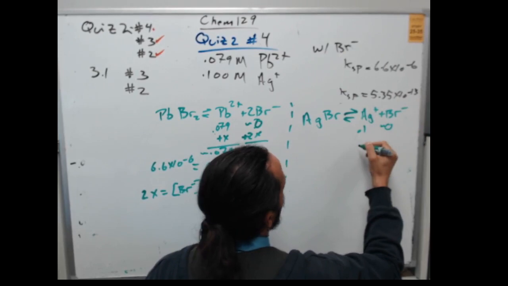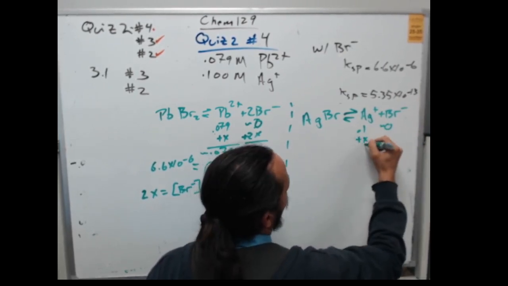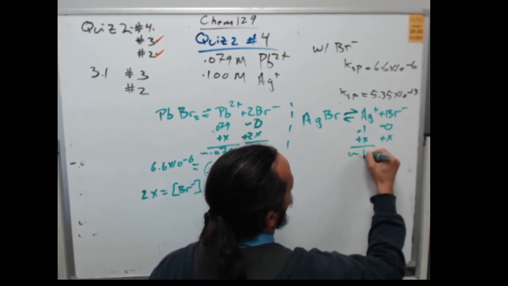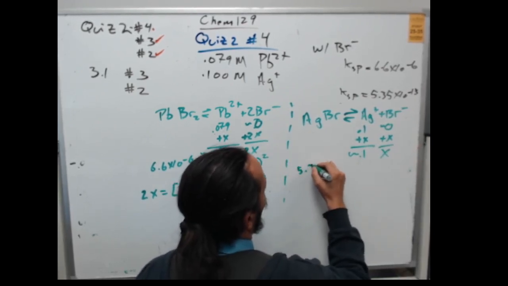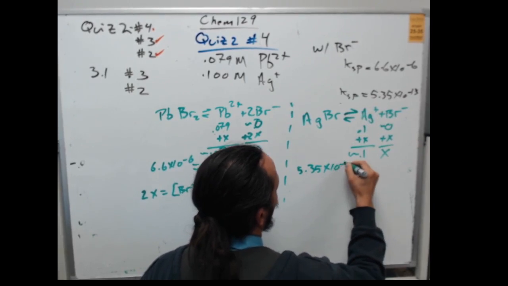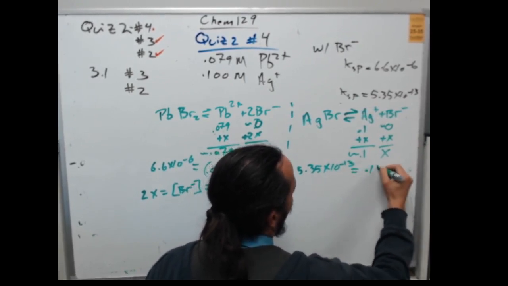This is approximately 0. I'm going to have plus x. This is approximately 0.1. This is approximately x. I'm going to have 5.35 times 10 to the minus 13 is equal to 0.1x.